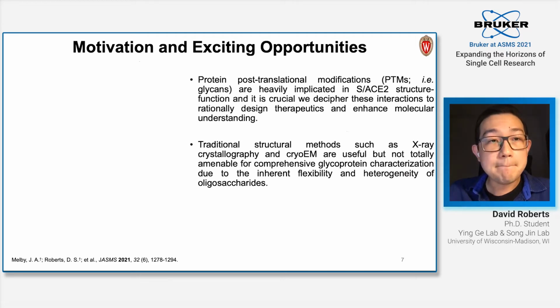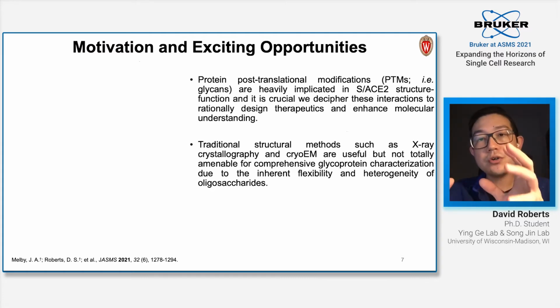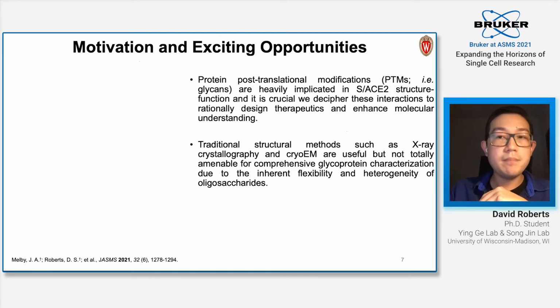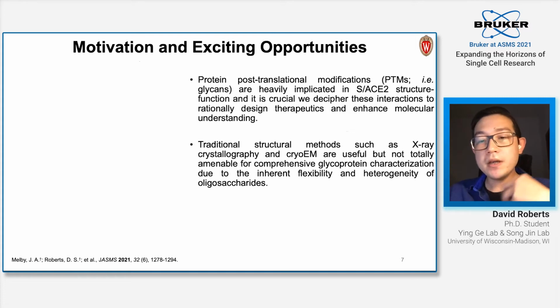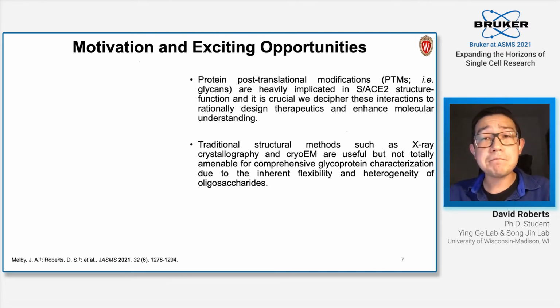More specifically, traditional structural methods that can be used to illuminate this problem, such as X-ray crystallography and cryo-EM, are very helpful for trying to understand some of the protein interactions, but they're not completely amenable for comprehensively characterizing these glycoproteins. And this is due to the intrinsic flexibility and heterogeneity of these sugars. They're just wobbling all the time, and there's no real good way to get one crystal that reflects the entire stoichiometry of what's going on.